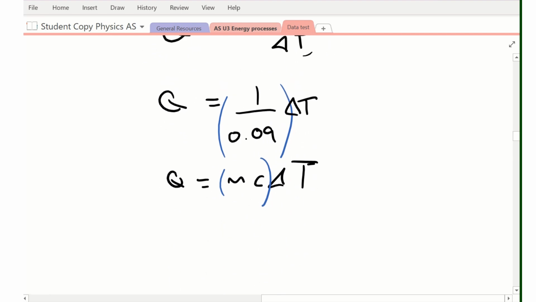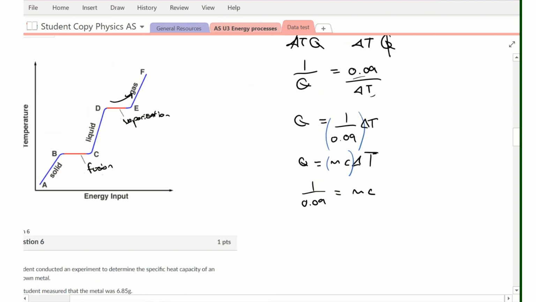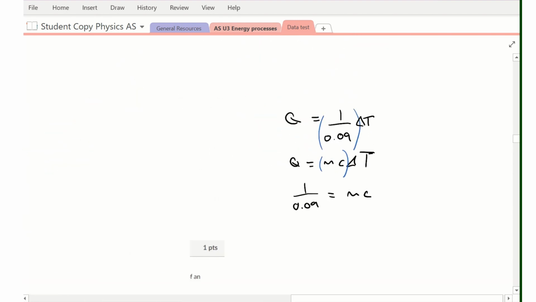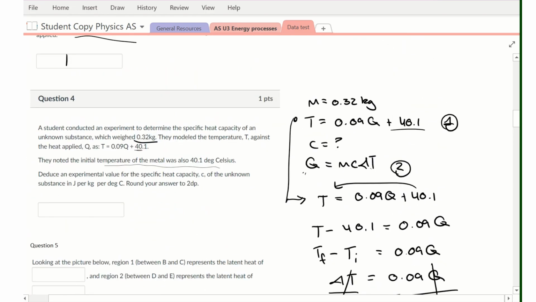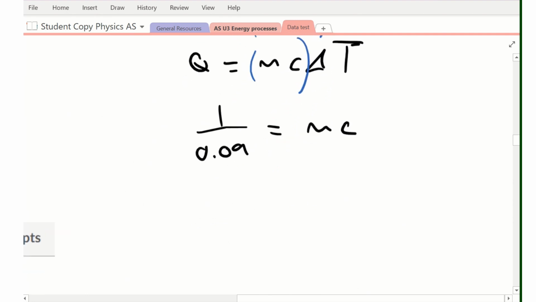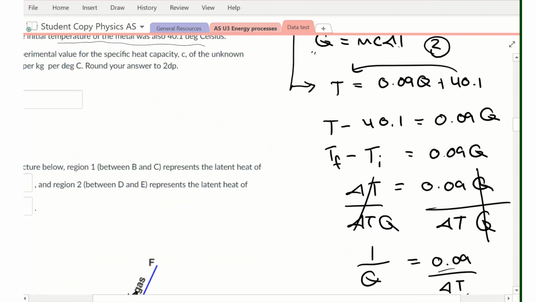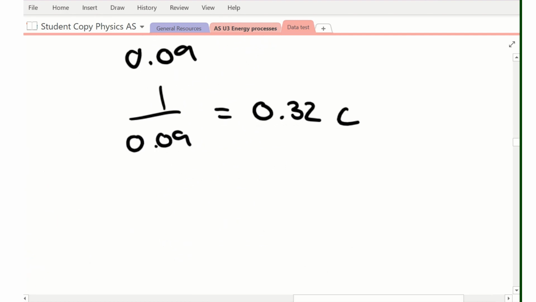Okay, which means if everything else is the same, well then the part in the brackets must also be equal. So 1 over 0.09 is equal to MC. Now the M here is actually just our mass, which we were given in the question, is 0.32 kilograms. So now we can start substituting in some values. 1 over 0.09 is equal to 0.32, I think I said. Double check, 0.32. Excellent. Great.